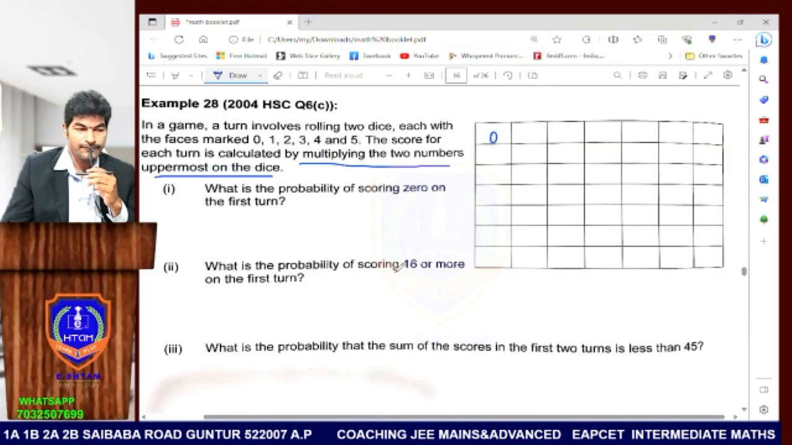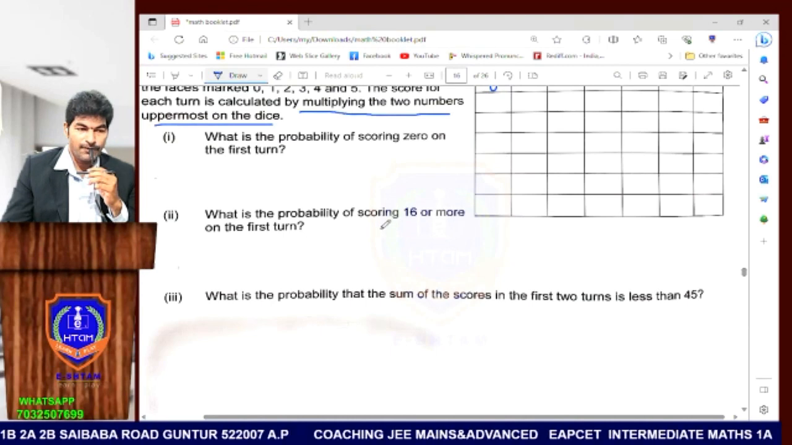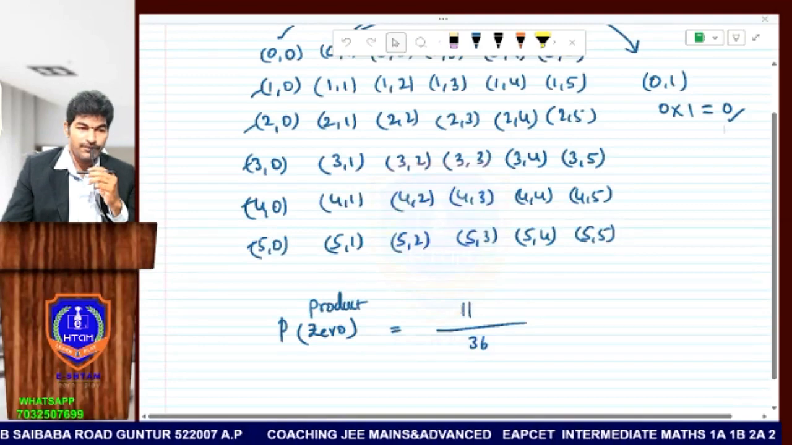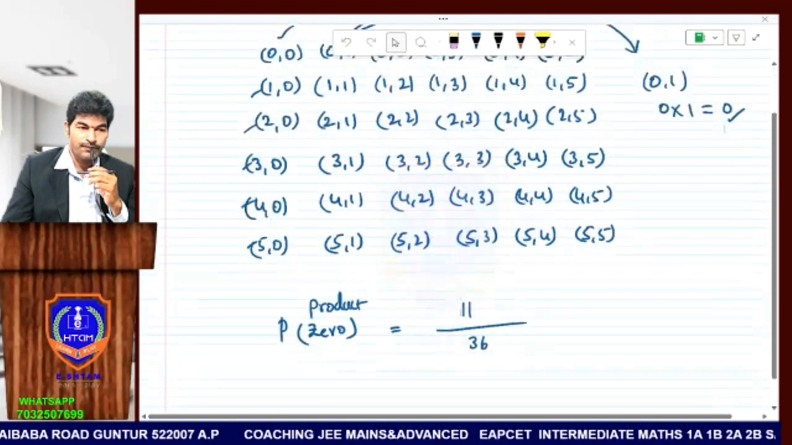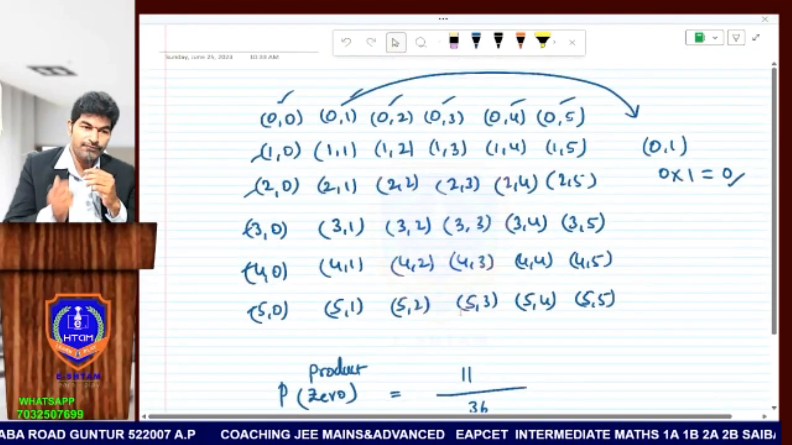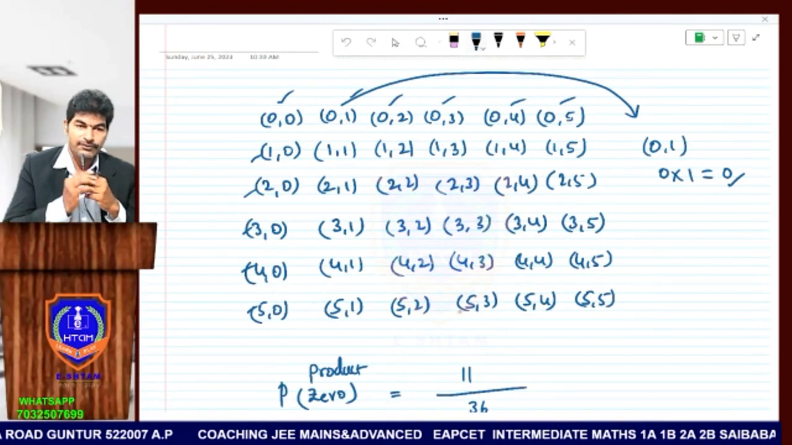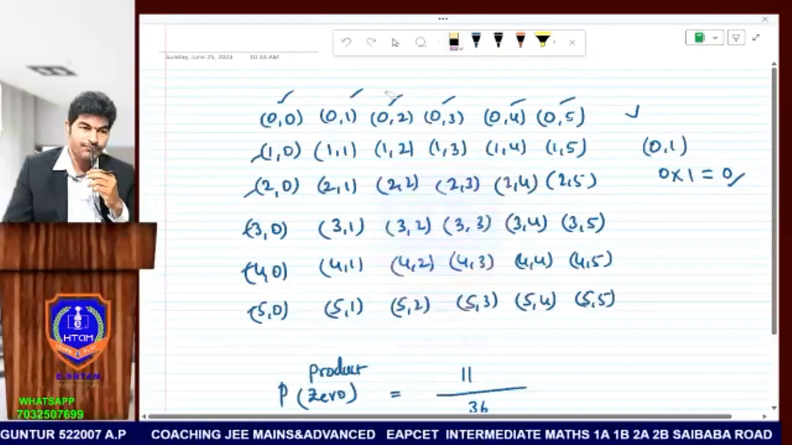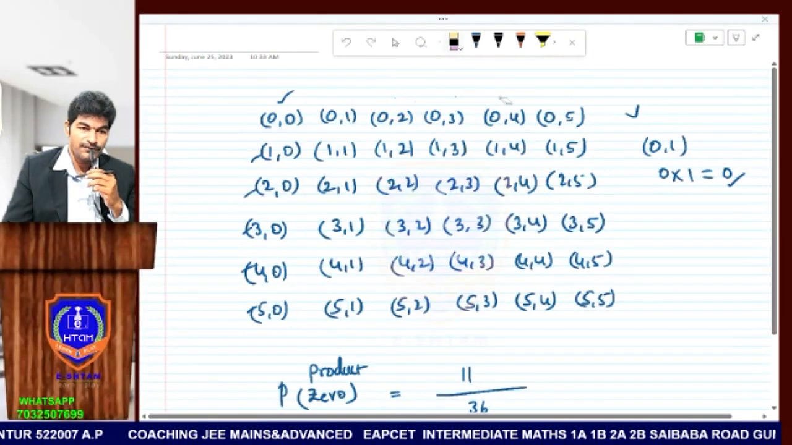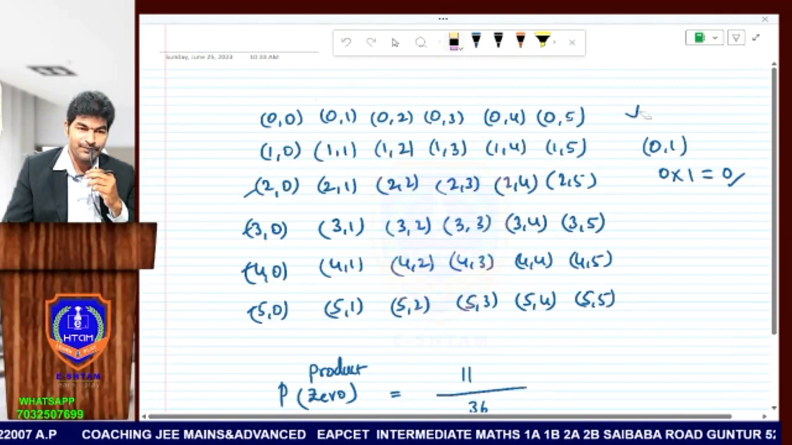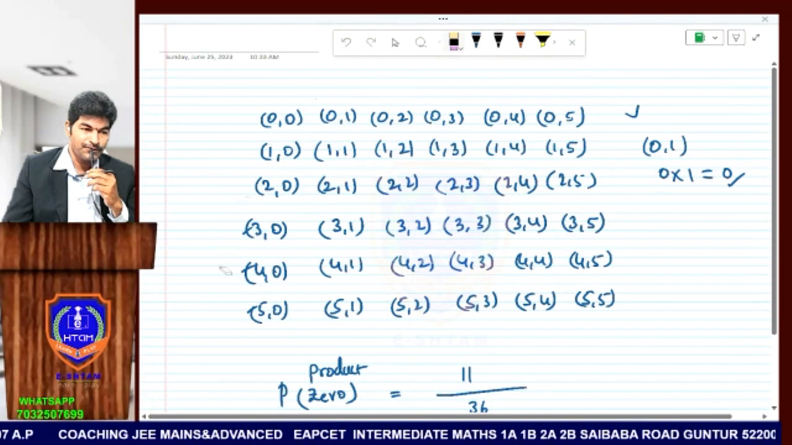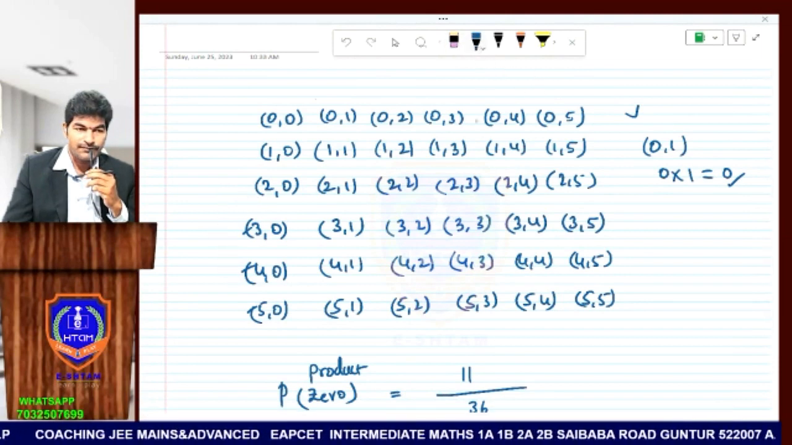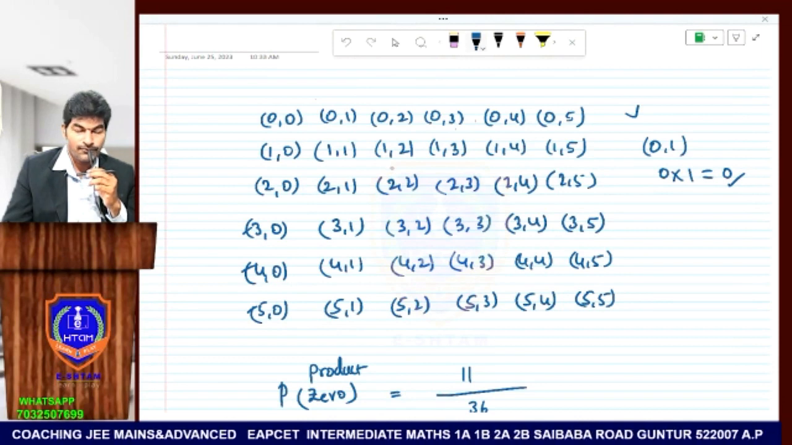Understood? Next question: what is the probability of scoring 16 or more on the first turn? Okay, the product will be 16 or more. In that way I have to identify such kind of events, like 4, 5 whose product is 20, then 5, 4, and 5, 5. Check one by one, because we want at least 16 or more.